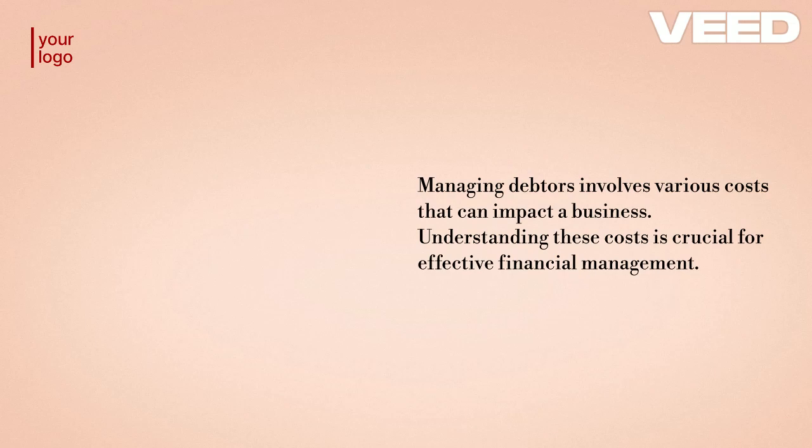Now let's talk about the aging schedule. This is a method to classify receivables based on how long they've been outstanding. For example, receivables can be categorized as less than 40 days, between 40 and 60 days, and so on. An aging schedule helps analyze the quality of receivables, compare the liquidity of current receivables with previous periods, and assess the chances of recovering overdue debtors.